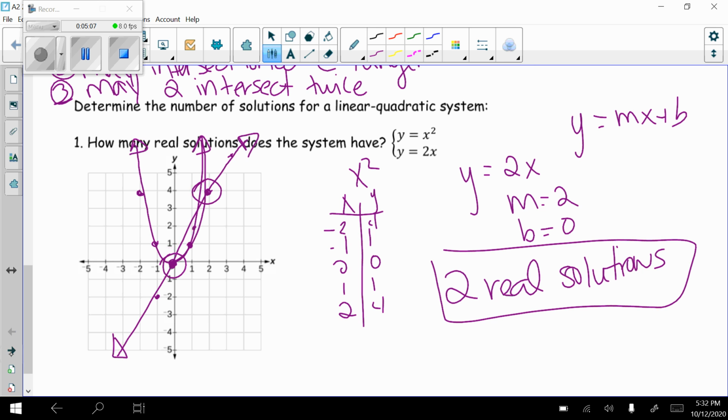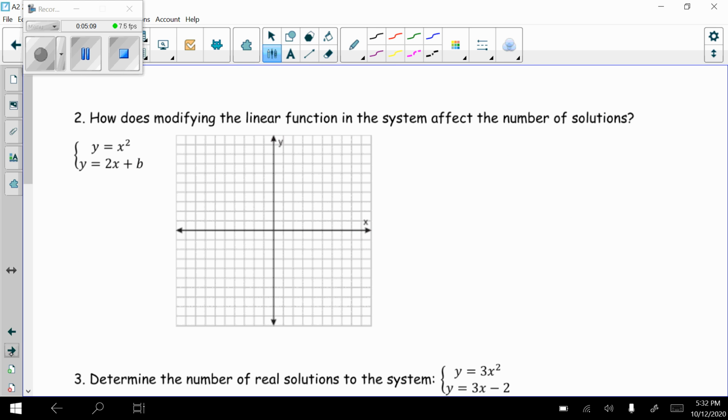Let's do some more of those. So on the back, number 2, how does modifying the linear function in the system affect the number of solutions? So let's look at, again, y equals x squared. We know we're going to have 0, 0, 1, 1, 2, 4, and then negative 1, 1, negative 2, 4. So the same parabola that we're going to draw.